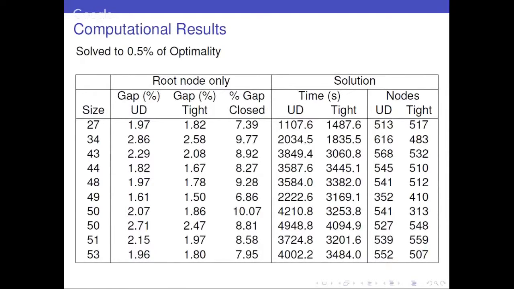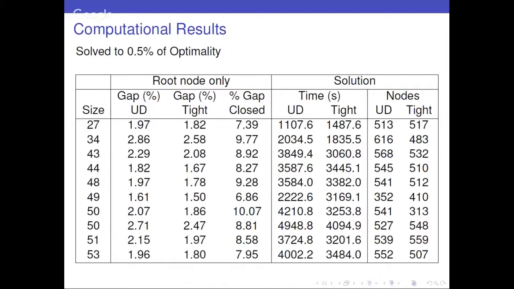And that seems to work reasonably well. Same set of problems as before, from 27 to 53 generators. If we look at the root node, there are the gaps from the previous formulation, which was the one with the improved up and downtime constraints, this tighter formulation, and this is the percentage of the gap that was closed. So it's the difference between the other two gaps as a percentage, to give us a sense of how much we improved the gap. We get improvements that are roughly of the order of 8 to 10% of the gap being closed between the two, which is a good start.